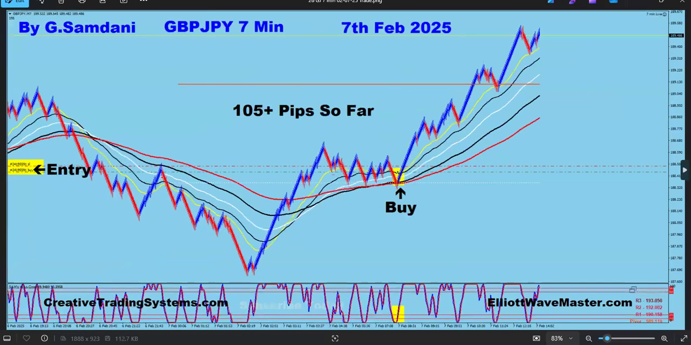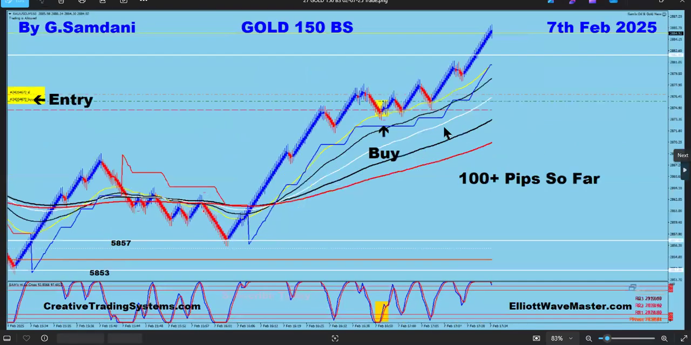And then this one, pound yen going to the upside from 7-minute chart for 105 pip. And this one, gold again going to the upside. That was the big move to the upside. Then again, retracement going to the upside, and I got it here again on the 7th.